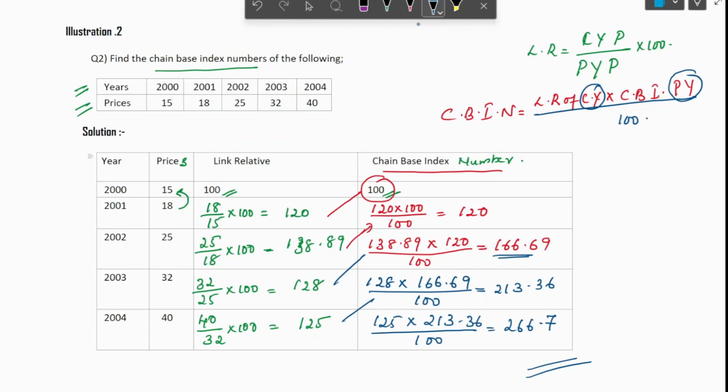For type 1, the years, that means the period, is going to be given, and the prices of any commodity, only one commodity. That means the next one comes like this, it is for commodity A, next is going to be prices for B, C, D, like that way it will come. Then how do you find the chain base index number? Therefore, these are the examples for chain base index number for type 1.